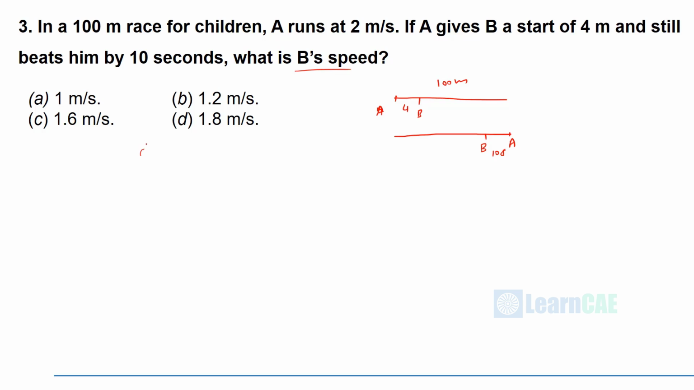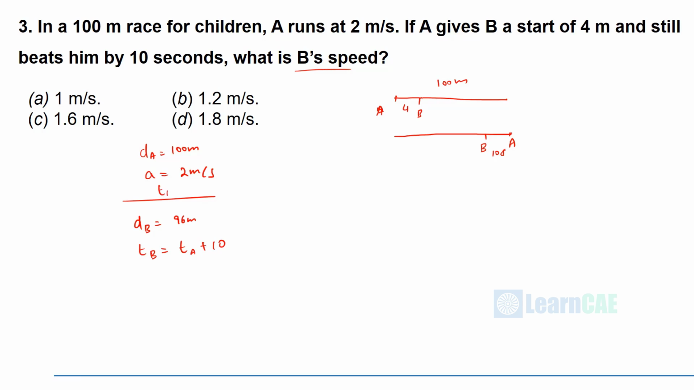Okay. Here the distance covered by A is equal to 100 meter and the speed of A, let this be lowercase a, is equal to 2 meter per second. In the second case, distance travelled by B is equal to 96 meter. So it starts 4 meters ahead and then reaches the end point. So the distance travelled by B is 96 meter, and the time taken by B is equal to time taken by A plus 10 seconds extra, because A has beaten B by 10 seconds.